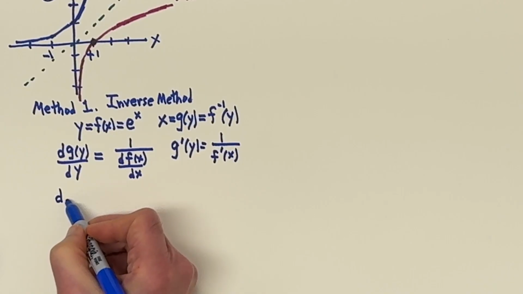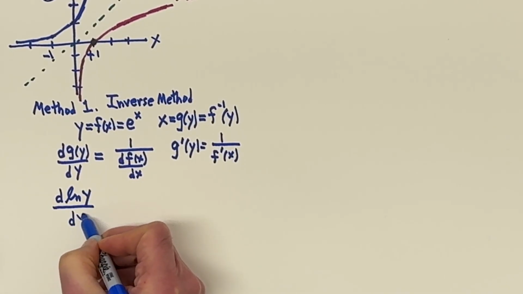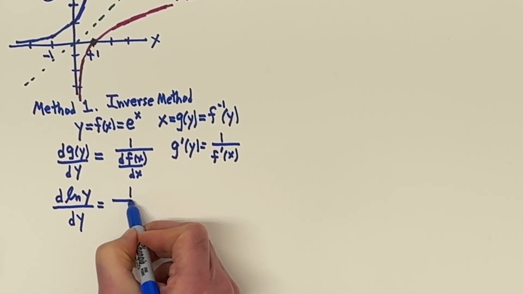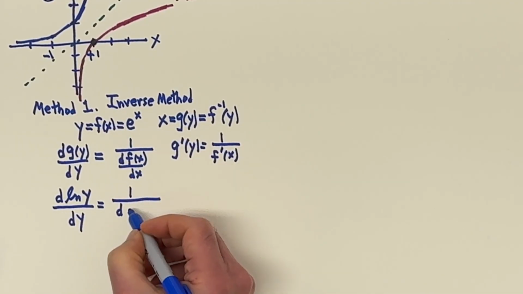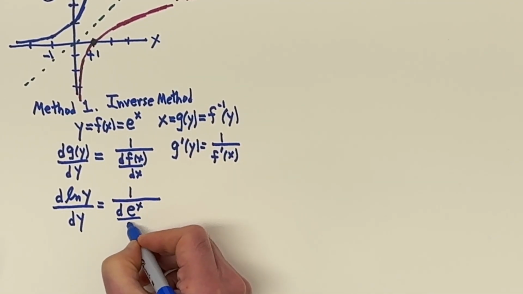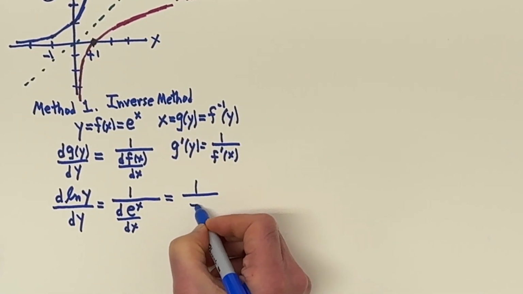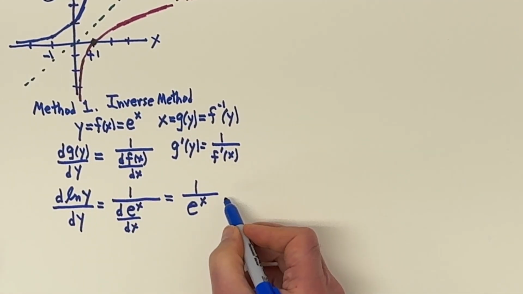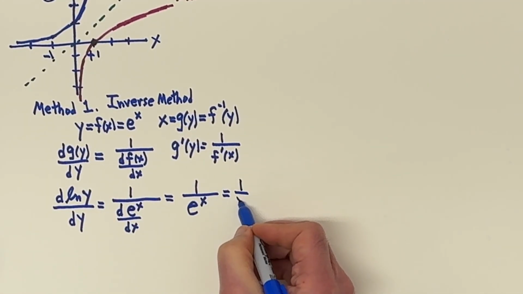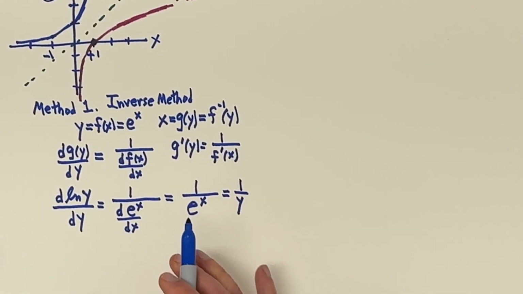So the derivative of the natural log of y with respect to y is 1 over the derivative of the f of x function, which is e to the x, with respect to x. And that's going to be the same thing. So we're going to have 1 over e to the x. Then we remember that e to the x is y, so we can write this as 1 over y, and we're finished. The last step, what I like to do is replace the y with another variable, a new x.